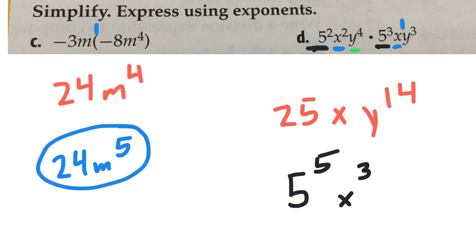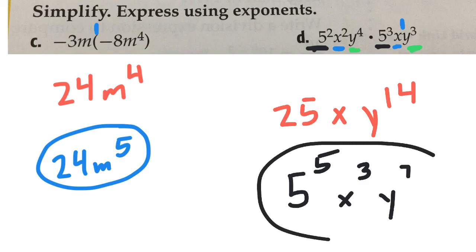And then I've got y to the fourth. Is there anything like that? Yes. y to the third. That's 7. Keep the base the same. Add the exponents. So this should be 5 to the fifth, x to the third, y to the seventh.